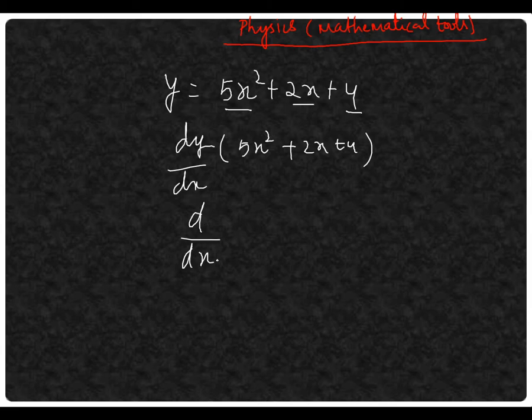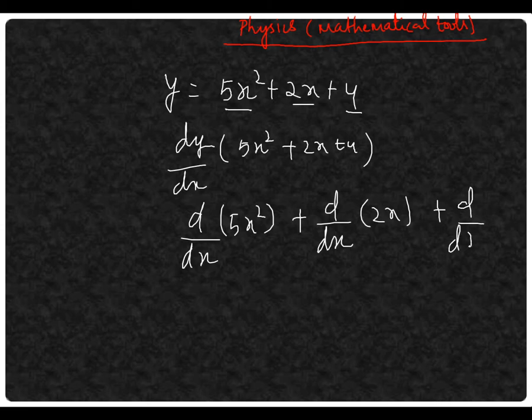So dy by dx is equal to dy by dx of 5x square plus dy by dx of 2x plus dy by dx of 4. Now what is the value of the differentiation of 5x square? It is equal to 5 into 2x plus 2 into dy by dx of x. So what is the value of dy by dx of x?